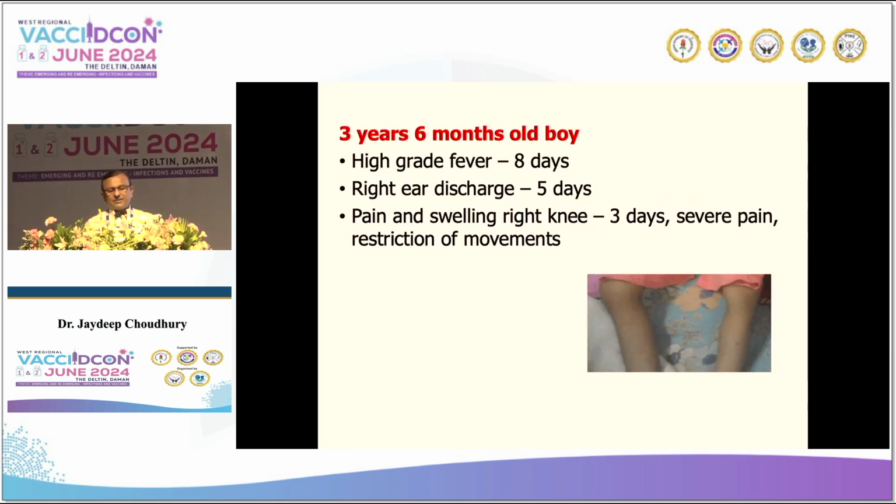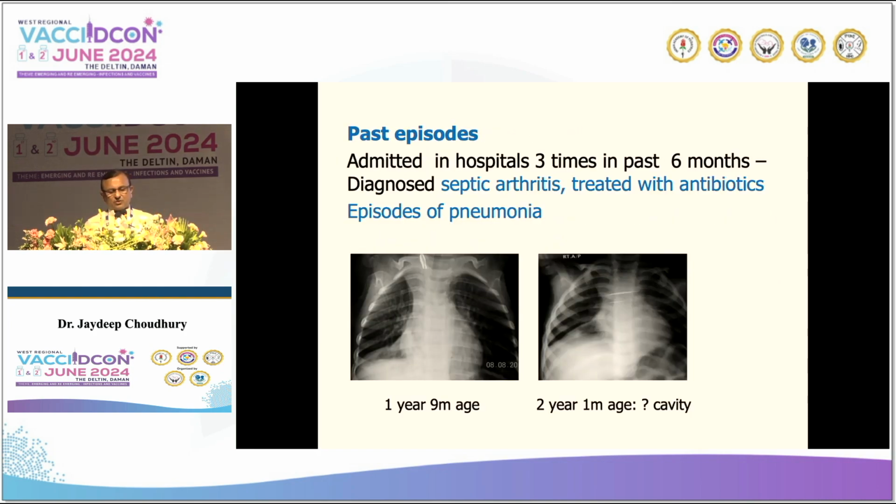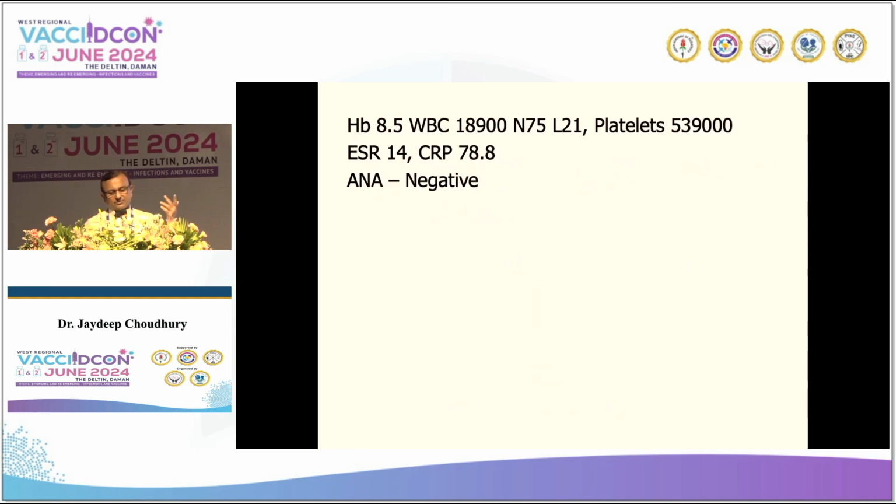A 3.5-year-old boy, high-grade fever 8 days, right ear discharge 5 days, pain and swelling in the right knee for 3 days, severe pain with restriction. Now, fever, ear discharge with joint involvement, definitely we have to think beyond infection, though infection comes as the first cause. Again, past episodes: 3 hospital admissions, query septic arthritis, treated with antibiotics. There was pneumonia also. You can see the different X-rays showing pneumonias from previous admissions.